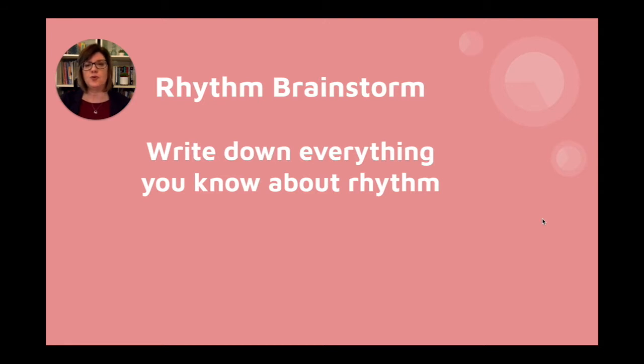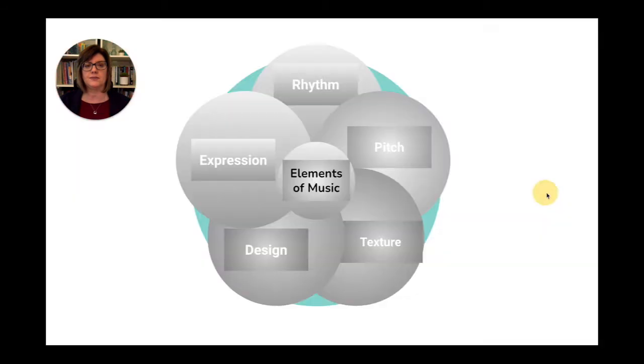Take an opportunity for your students to brainstorm what they already know. Make this student-centered. Let them bring their knowledge to the table. So have them write down everything they know about rhythm. When we are exploring the elements of music, basically there are 5 main areas: rhythm, pitch, texture, design, and expression, and these can be labeled in a variety of ways, but for this series we are going to use these labels of rhythm, pitch, texture, design, and expression.